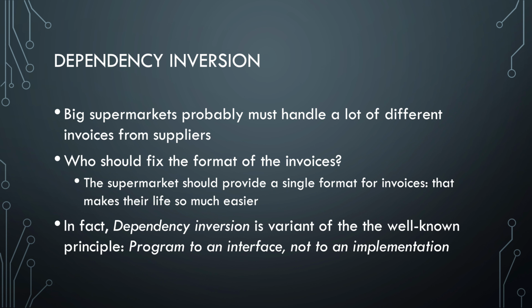Another example of dependency inversion can be seen here. Big supermarkets deal with invoices for various smaller suppliers. It then also makes sense that the supermarket is the one providing a single format for their invoices. It makes their lives much easier, and for the small suppliers it won't matter much.